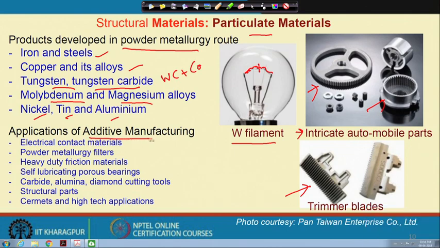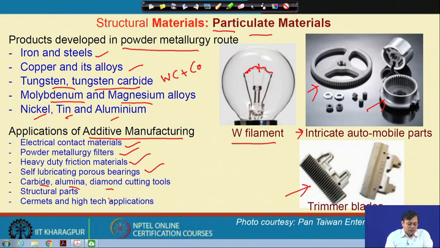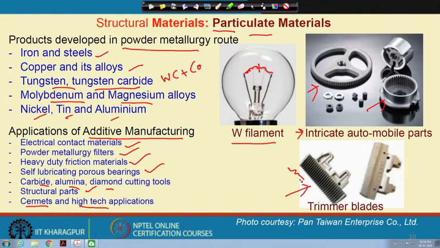So, additive manufacturing is a technique to start from these particles and make materials for electrical contact materials, powder metallurgy fibers, heavy duty friction materials, self lubricating porous bearings, carbide and alumina diamond cutting tools, structural parts and a summary of high tech applications. So, we have a large use of these powder particles to start with and to make more intricate shapes with very fine and intricate structures.